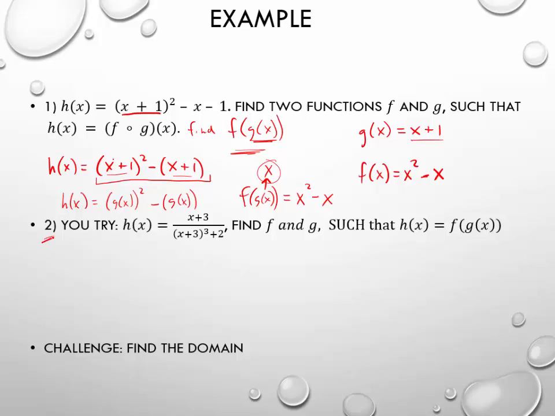So this one down here, it says you try, but I'm not going to make you try it. It says we need to find f of g of x. Does anybody recognize what g of x is? X plus 3. So if g of x is x plus 3, what is f of x? X over x squared plus 2. Okay? Because I've plugged in g of x here, and I've plugged it in here. Oh, it's cubed. Excuse me. Thank you. Okay?